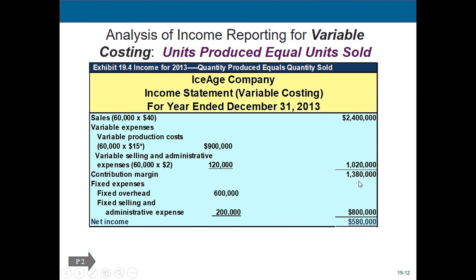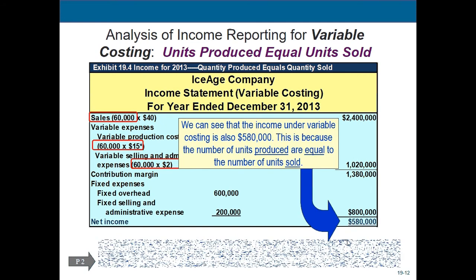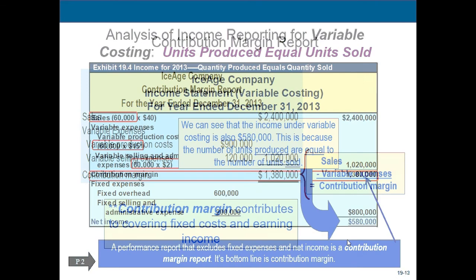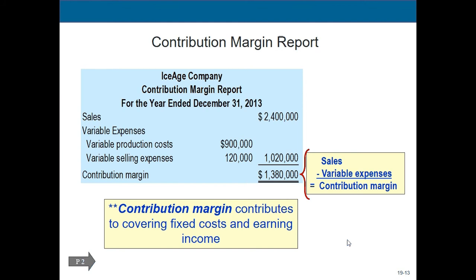Contribution margin here is $1.38 million. We take away our fixed overhead. We take away our fixed selling and admin expenses. That's $800,000. And look at that, just what I told you. Net income was going to be $580,000 under variable costing. Let's move to a year, though, in which we produce more than we sell. In 2014, if you recall, we produced 60,000 units, but we only sold 40,000 units, leaving 20,000 in inventory.